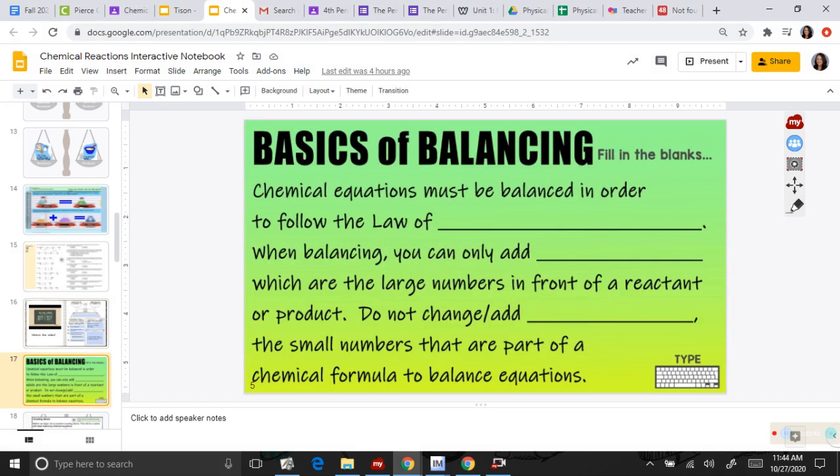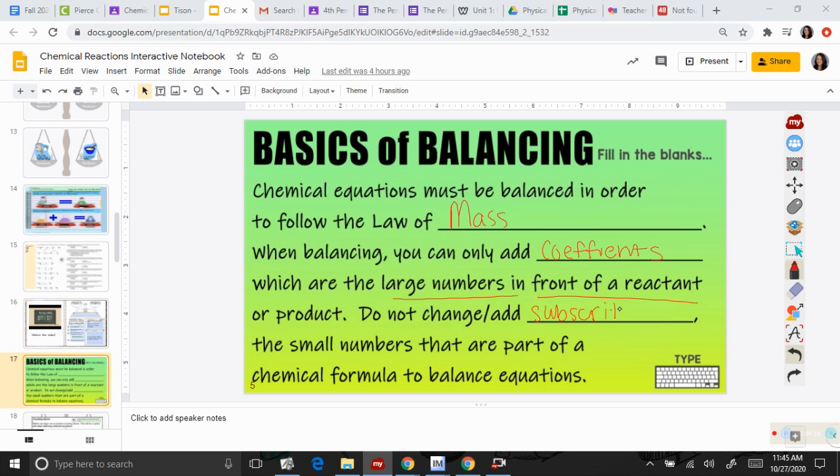Basics of balancing. So when you have an equation, there's a few things we can change and a few things we can't change. So chemical equations must be balanced in order to follow the law of conservation of mass. Okay, when balancing, you can only add coefficients. So coefficients are the numbers in front. So they're big numbers. They're not little numbers. They're the large numbers in front of the reactant. Reactant is what you are reacting together. We don't change our subscripts.